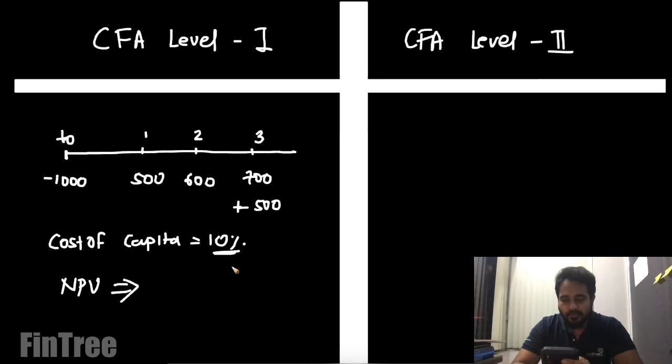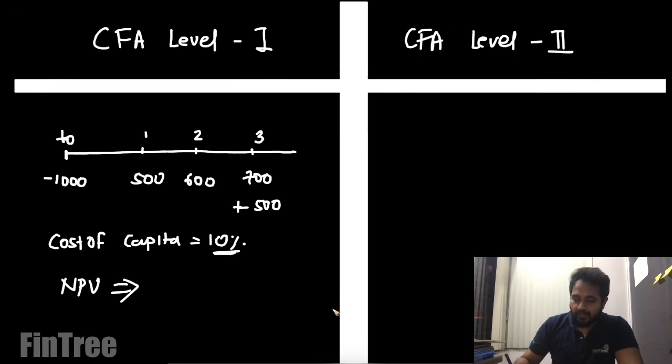I'm also going to do this in parallel on my calculator. So I'm pressing the cash flow button. Cash flow 0, I'm making 1000 negative. Pressing the downward arrow, cash flow 1, 500, cash flow 2, 600, cash flow 3 is 1200. Pressing the NPV button, 10, compute.